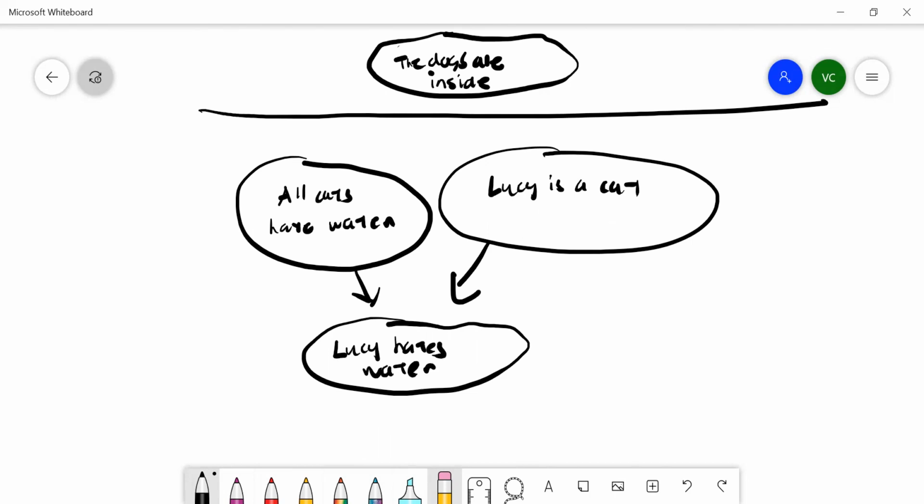Okay, so this is how the flowchart works. Some of these examples are a little silly, but I hope that they illustrate how it works.